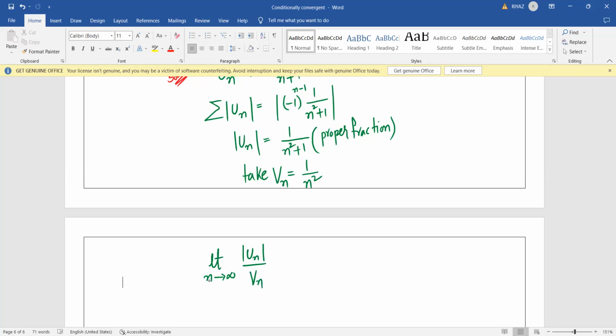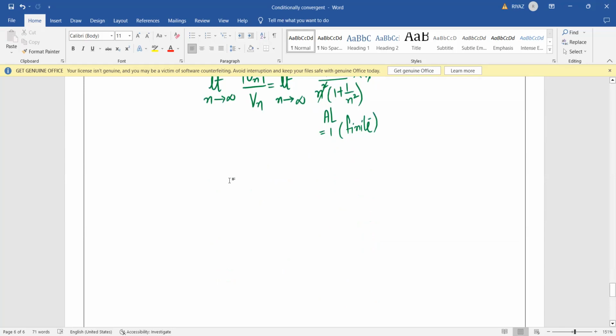Remember, it is equal to limit n tends to infinity of 1 by n square plus 1, divided by 1 by n square. It is the same limit comparison test, but instead of un we have mod un. So let me take n square common, because you know the process already. It becomes 1 plus 1 by n square, and the second fraction becomes reversed, that is n square by 1. n square and n square cancel. Applying the limit, our answer is 1, that is a finite value.